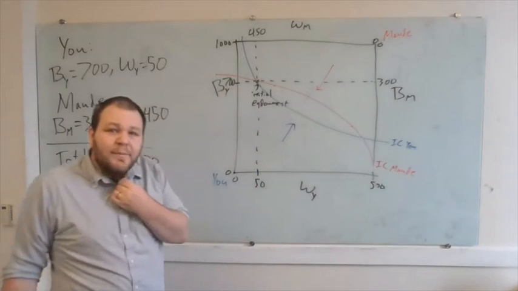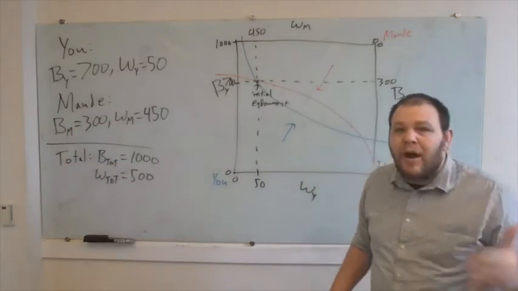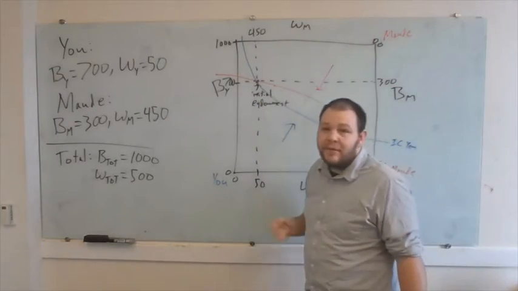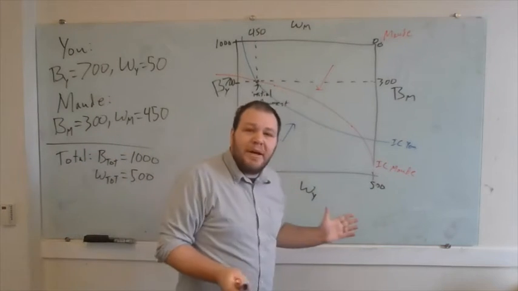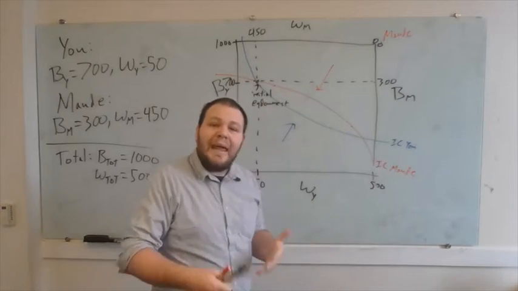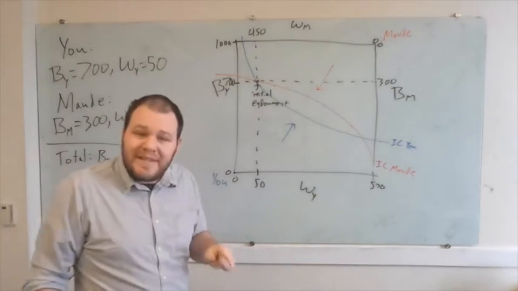I want you to think about whether it's possible that you and Maud could be made better off by coming to some agreement than you would be if you just kept to yourselves. In other words, if no one's allowed to be violent to anyone, you can't steal any of Maud's stuff, she can't steal any of your stuff, is there any way for you guys to trade and both be better off? So I'm going to argue that the answer is yes.